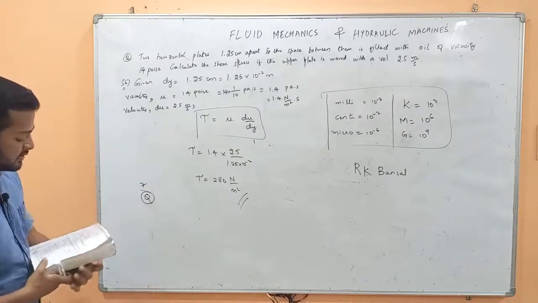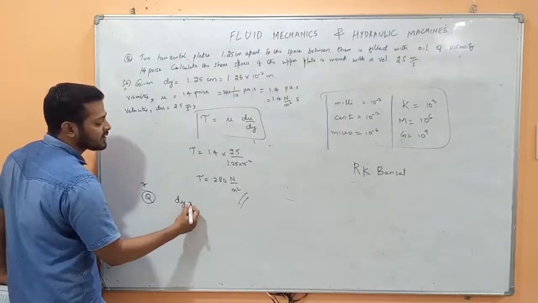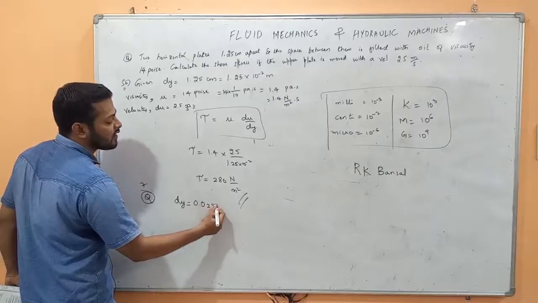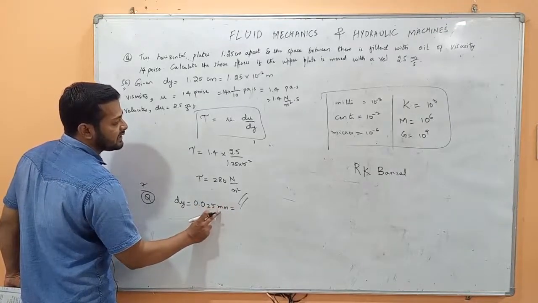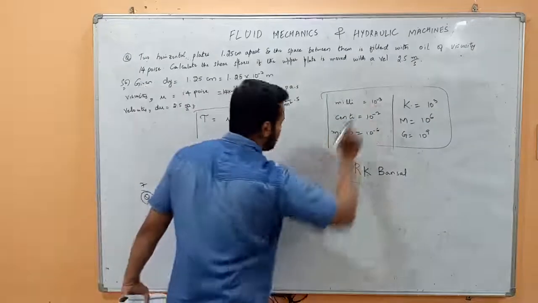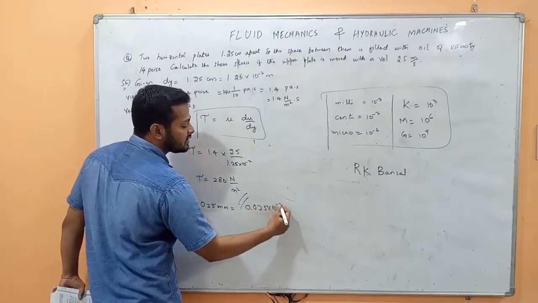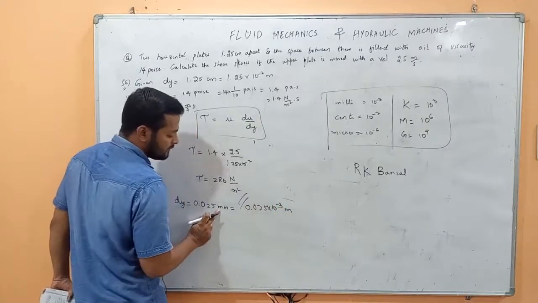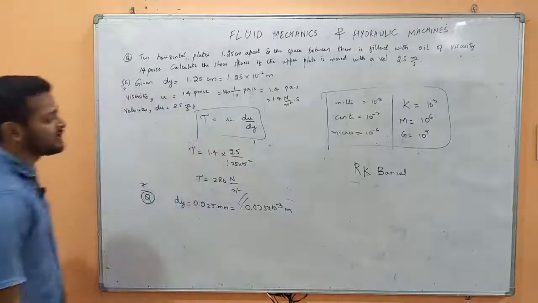A plate 0.025 mm. So dy value has been given as 0.025 mm. M means millimeters. Milli means 10 power minus 3. So 0.025 into 10 power minus 3 meters. I removed milli and in place of milli I wrote 10 power minus 3. Meter as it is, because meter is the SI unit.